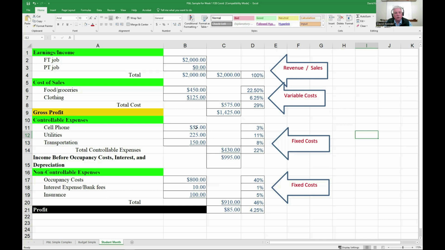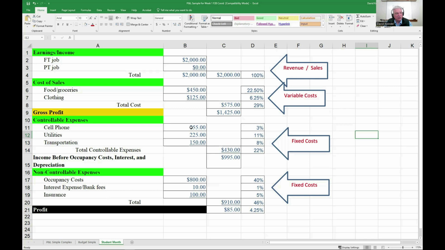So our cell phone, what's the ratio of our cell phone bill to our revenue, our income? Well, it's $55 divided by 2,000. So 3% of the money we bring in, this individual is spending on a cell phone bill. For the utilities, $225 divided by 2,000 is 11%. So 11% of the money they're bringing in is going to pay for utilities.